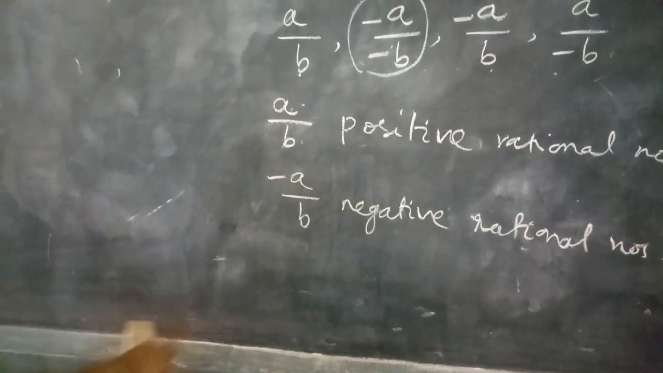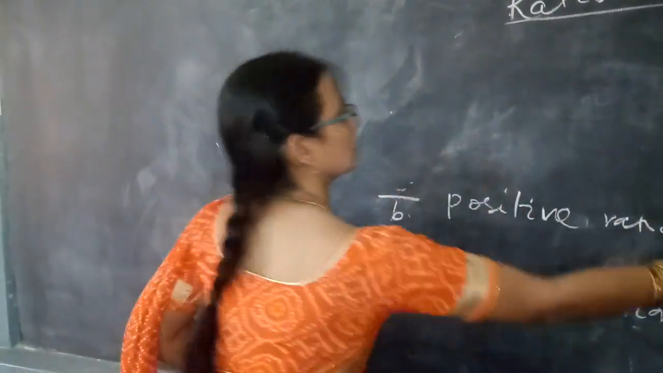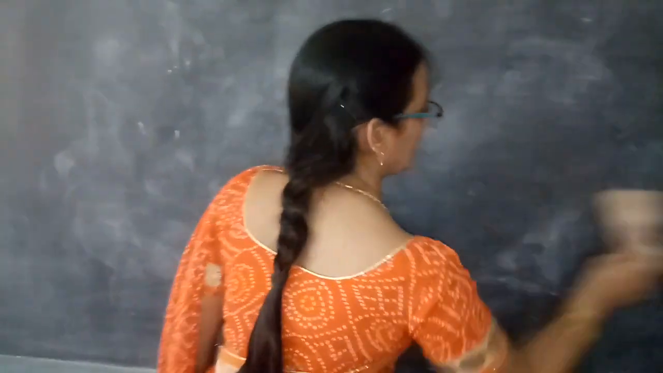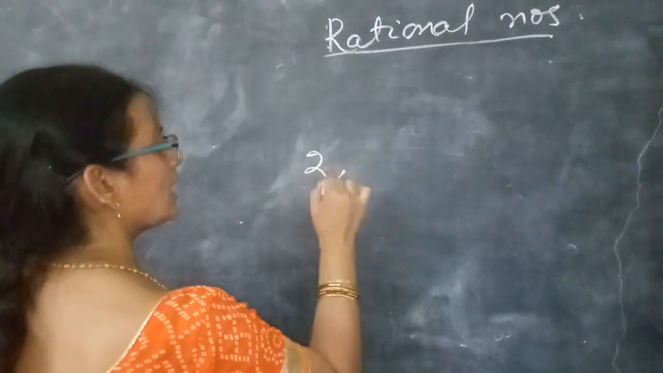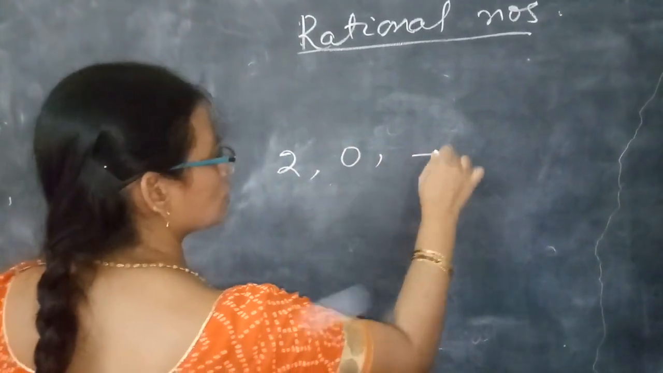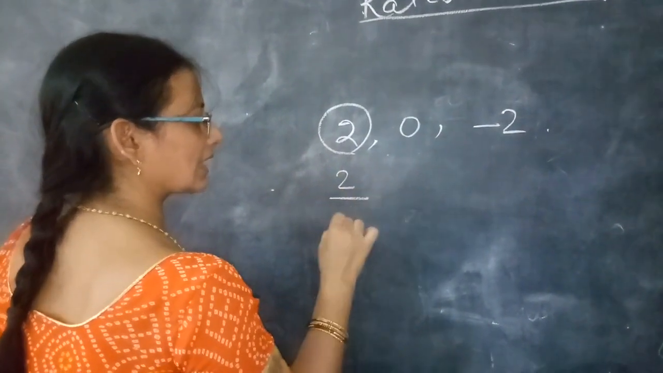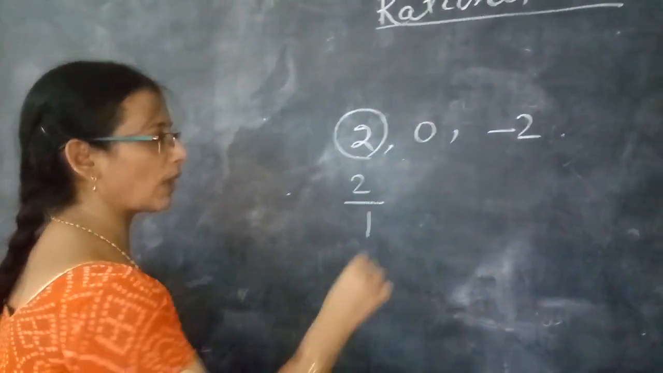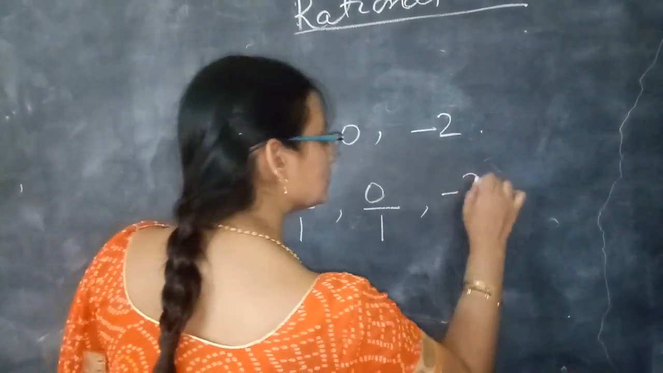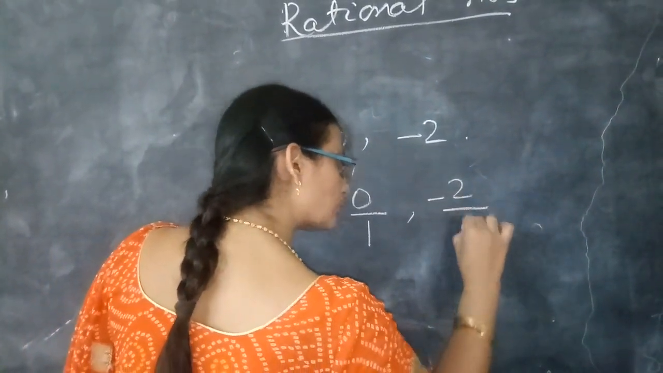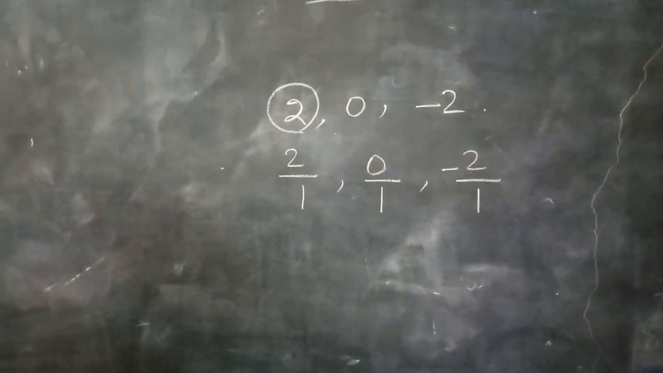So, when we write the integers in rational number form, integers means positive numbers, negative numbers and 0. When we take the positive number 2, written in the rational form it will be 2 by 1, 0 will be written as 0 by 1, minus 2 will be written as minus 2 by 1. This is the rational form of the integers.